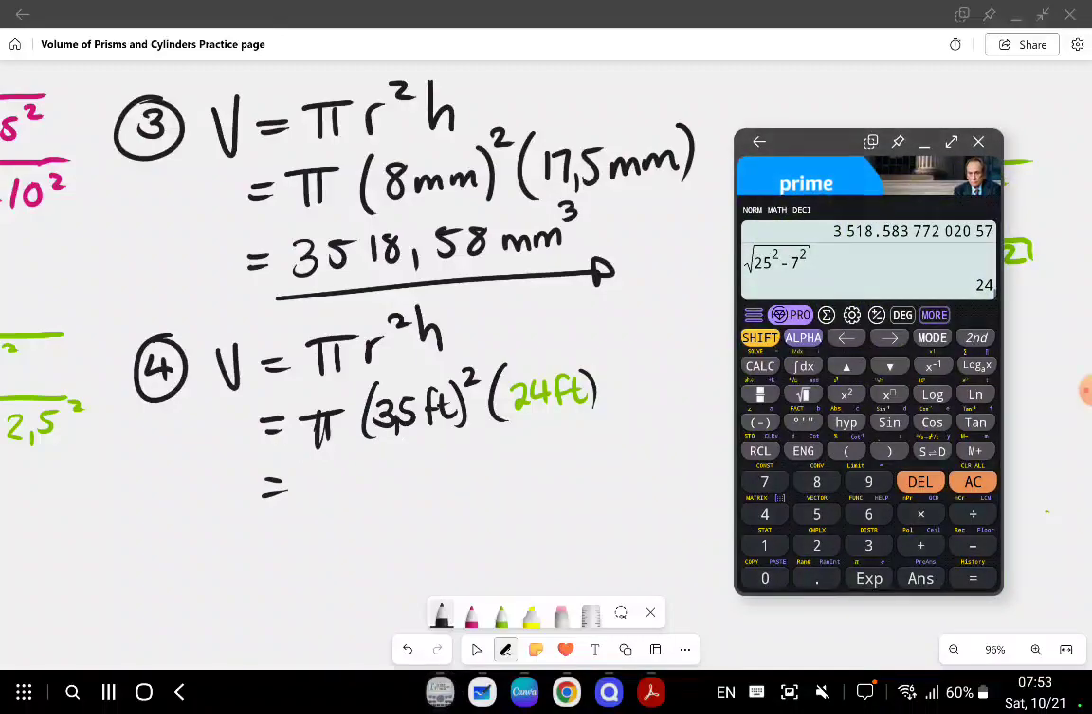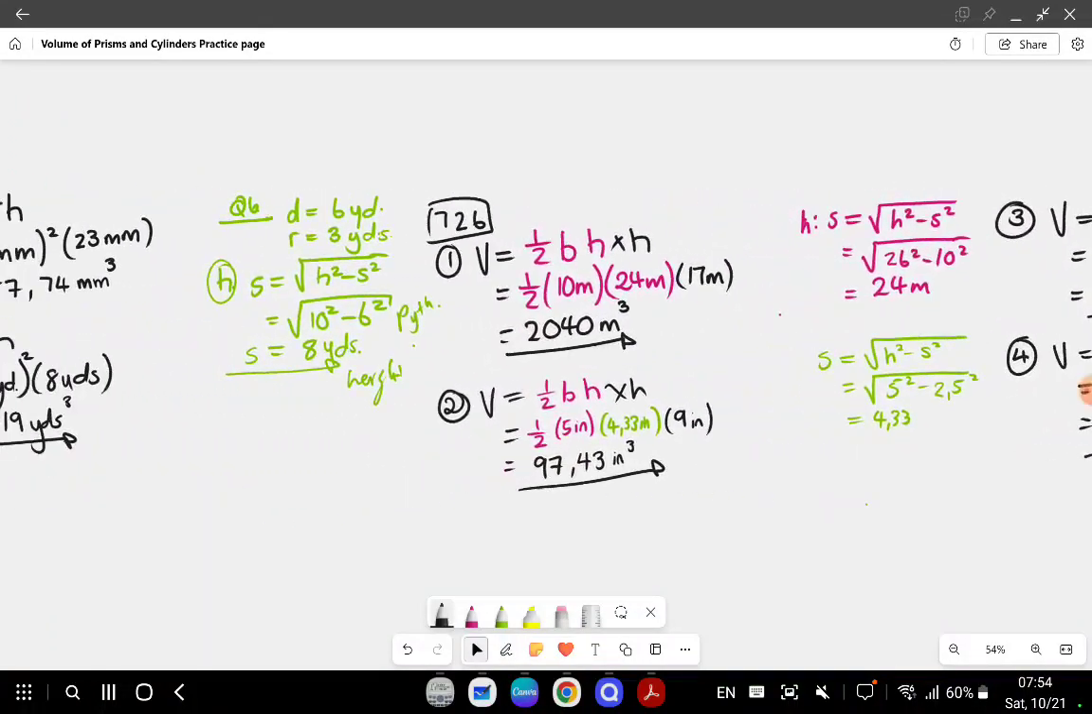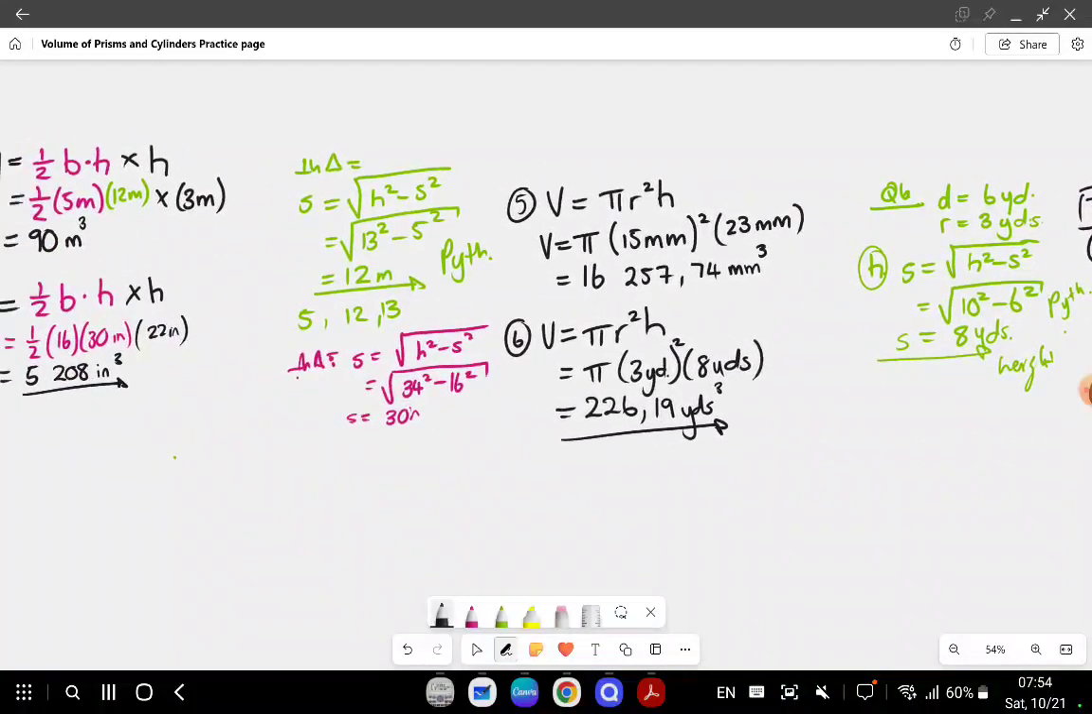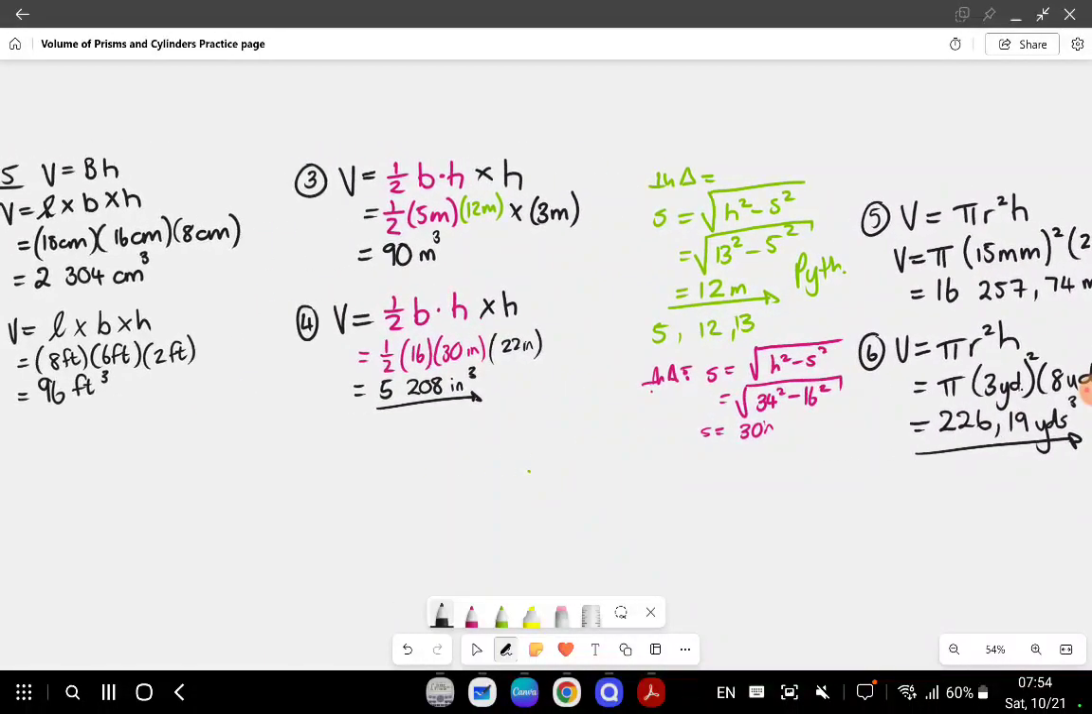and that gives me pi times 3.5 squared times 24, 923.63. 923.63 feet cubed. 5 and 6 are obliques again. So these are the answers to questions 1 through 4 on these 2 pages, volume of prisms and cylinders.